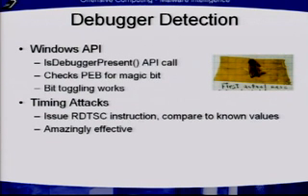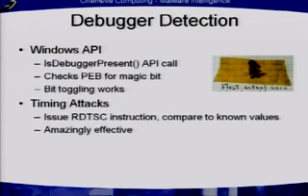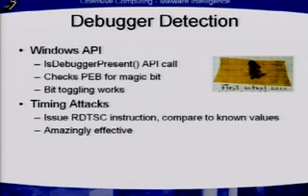Okay, another common thing that packers like to do is called debugger detection. Generally, when you're analyzing a piece of software, you're going to run it in a debugger and step through and see what's happening. The easiest way to detect that you're being debugged is a Windows API call called IsDebuggerPresent. This checks the process execution block for a magic bit that says, hey, I'm being debugged.